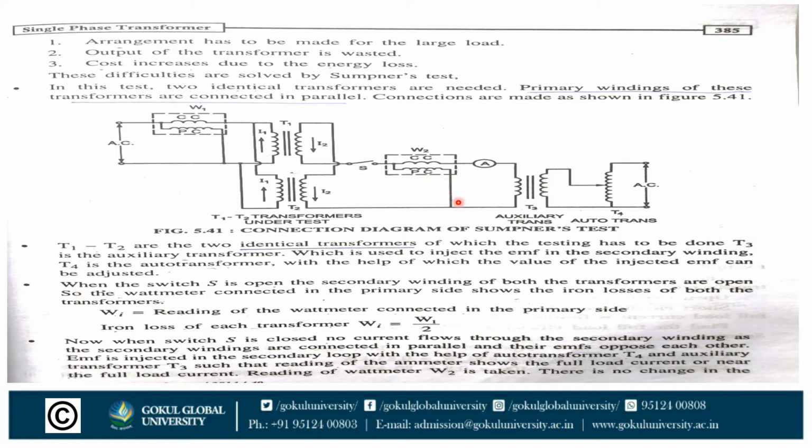Okay. Now when switch S is open circuited, then the secondary windings of both the transformers are open. So the wattmeter connected in the primary, this one, shows the iron loss of both the transformers.